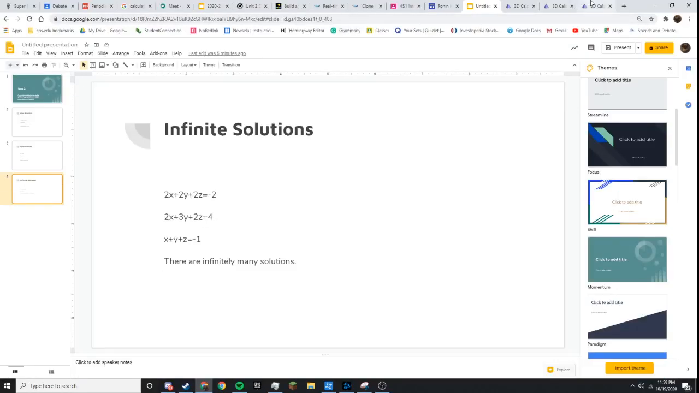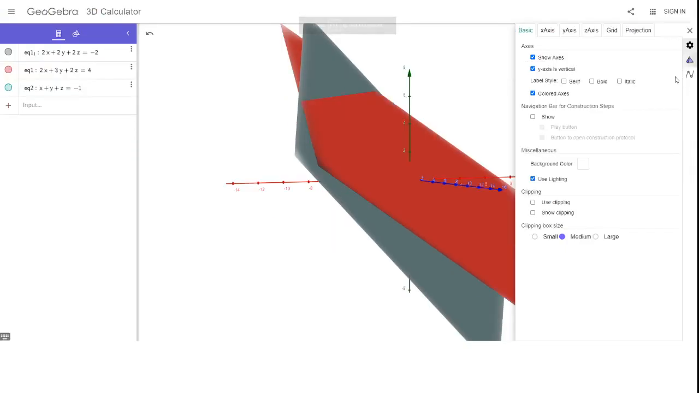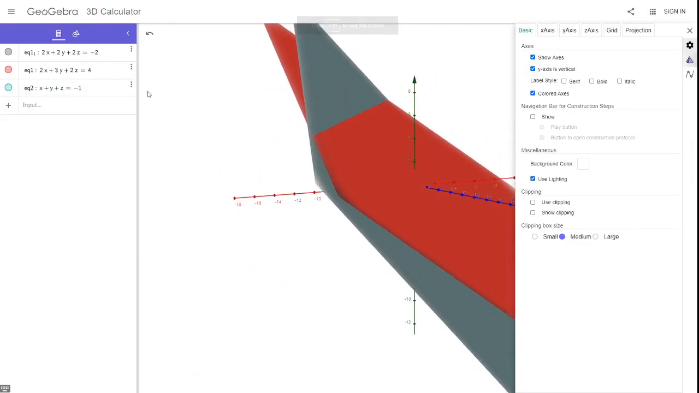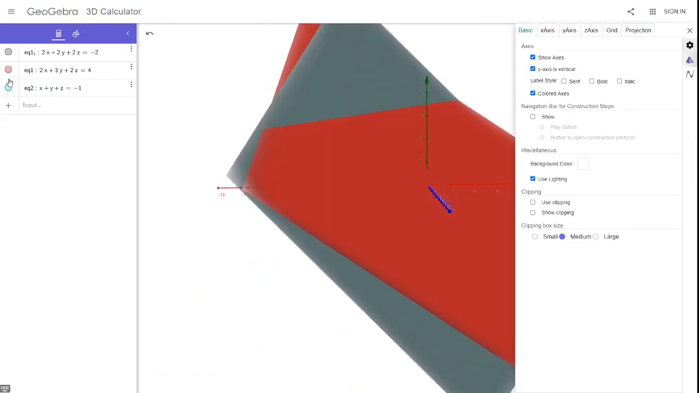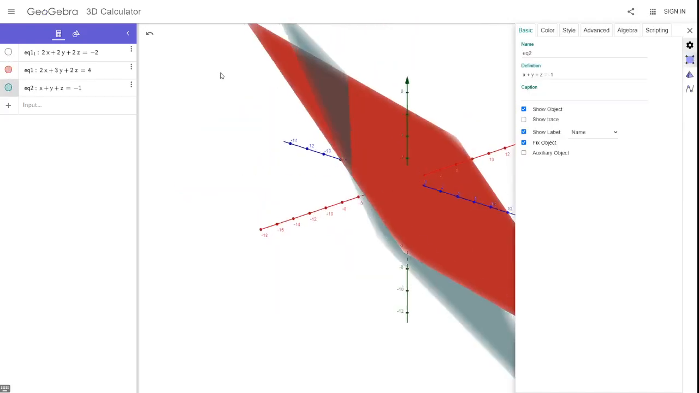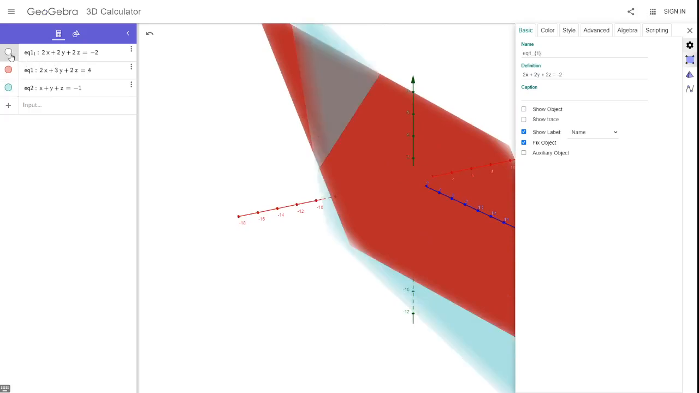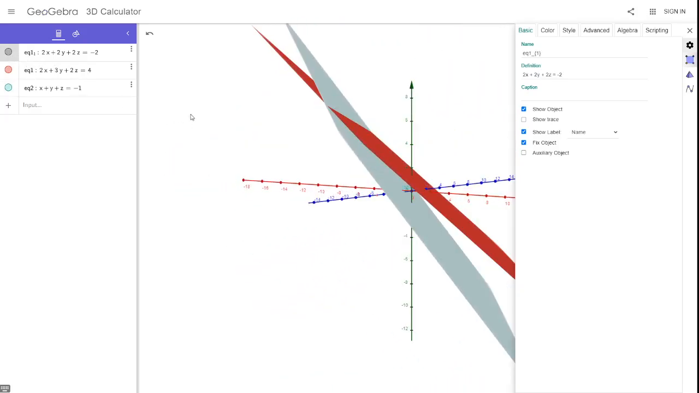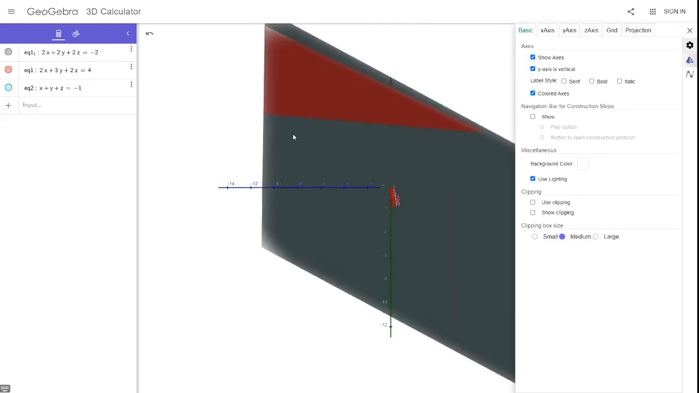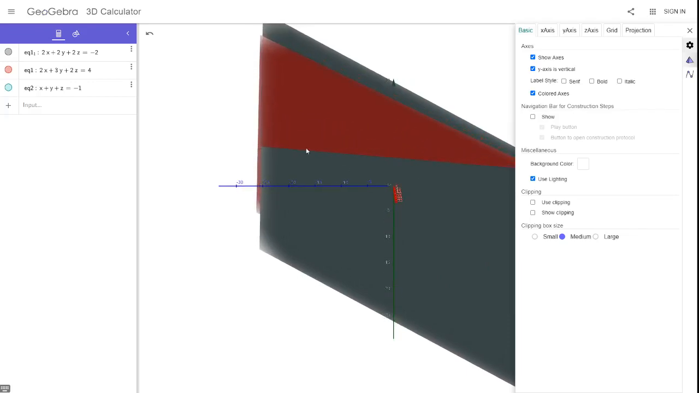Now, how does that look in a graph? It would look something like this, where you see we have this red, and then also this gray, and then we have also the blue. So those 2 are on top of each other, whereas this red meets them both at this line, which extends forever if we zoom out, and creates an infinite amount of solutions.